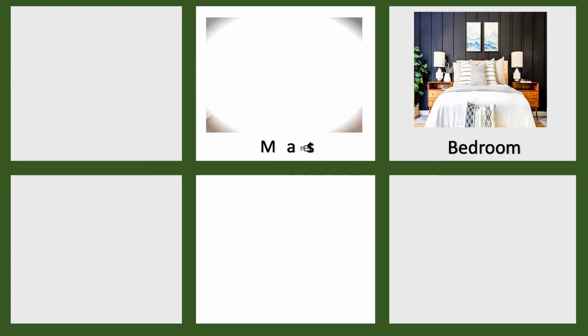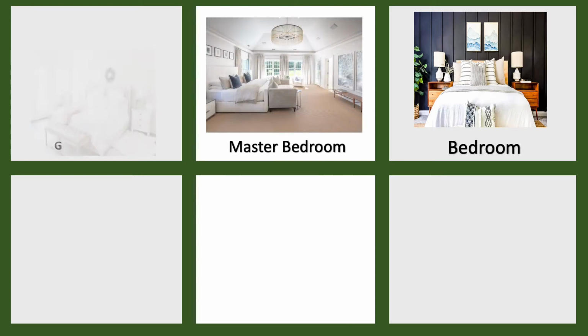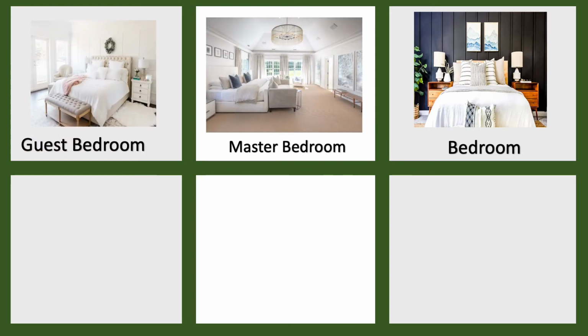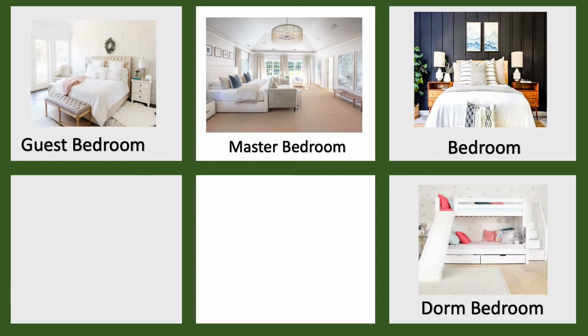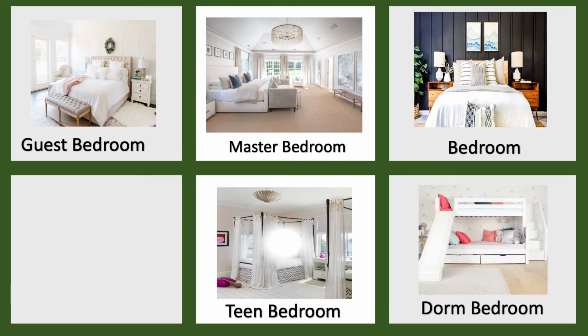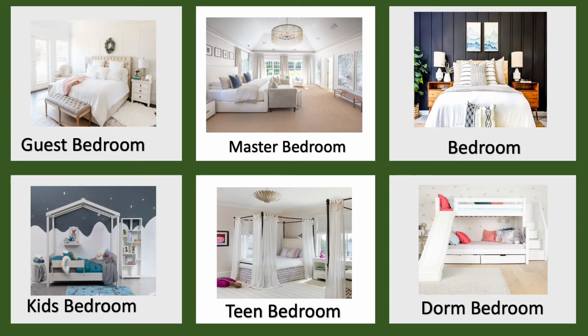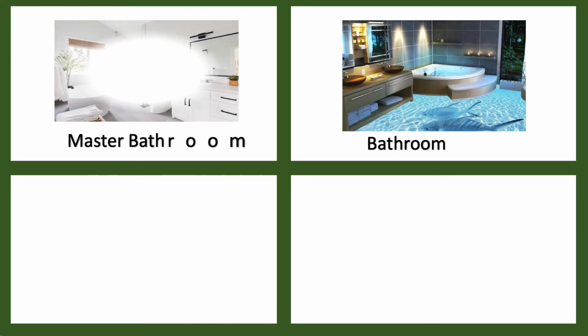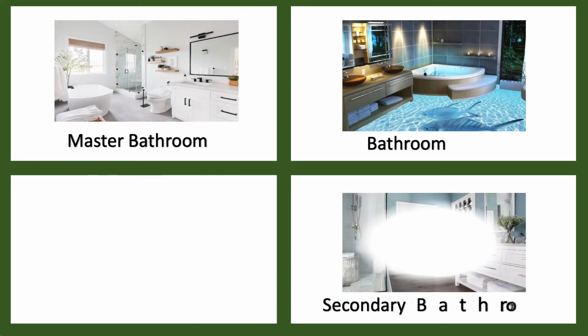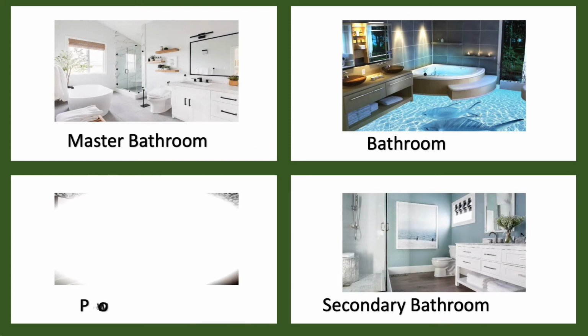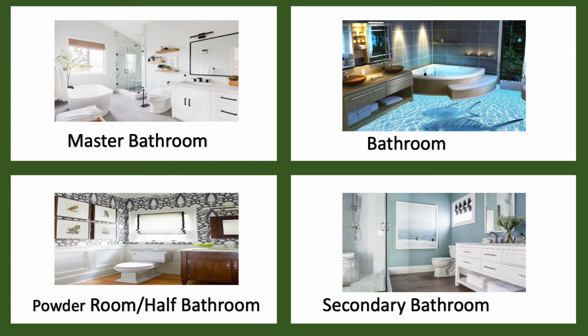This is a master bedroom, guest bedroom, dorm bedroom, teen bedroom, kids bedroom. It's a bathroom. There are three types of bathroom we have seen. It's a master bathroom, secondary bathroom, powder room or called half bathroom.